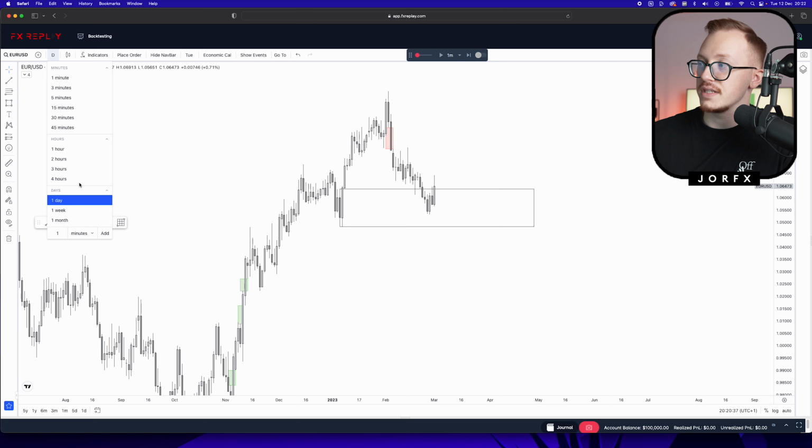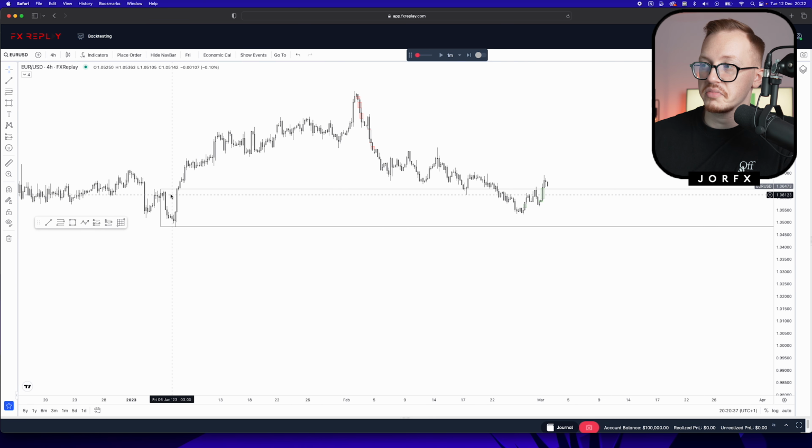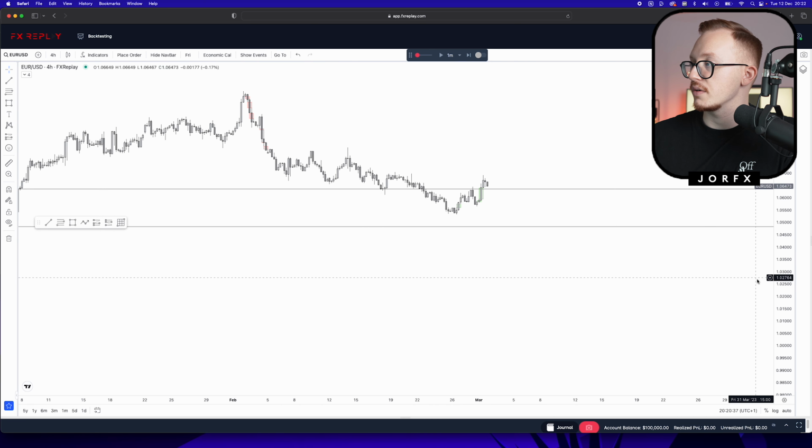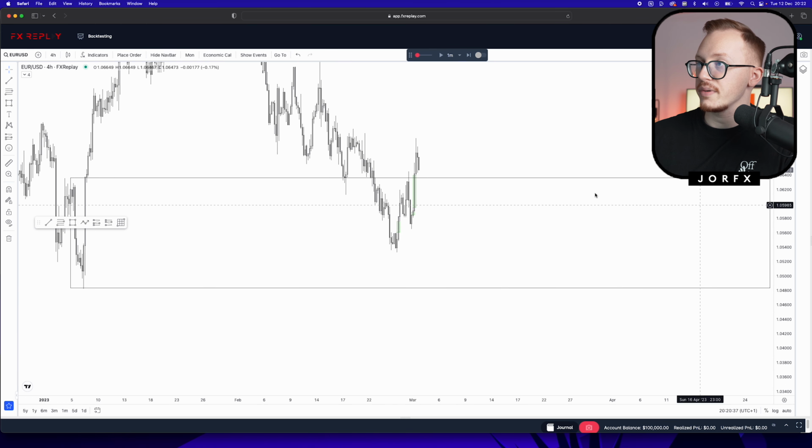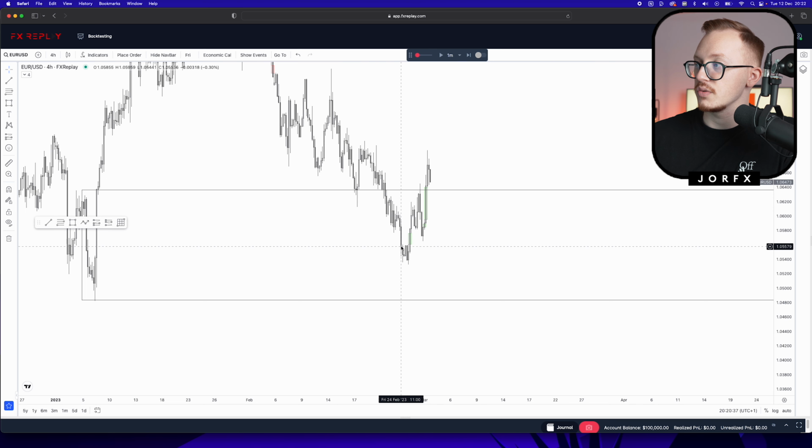Then on the 4 hour, let's see if we can narrow this even more down. I think it is somewhat the same, so that's very, very good. Are we seeing displacement coming out of the zone? Yes, we are. What happened? The 4 hour changed structure. As you can see, we went from lower highs and lower lows to higher highs and higher lows.